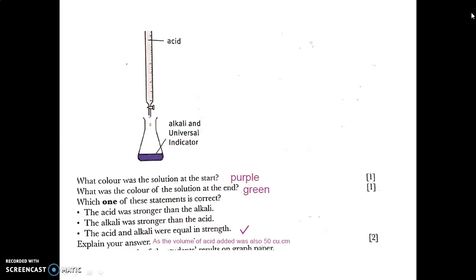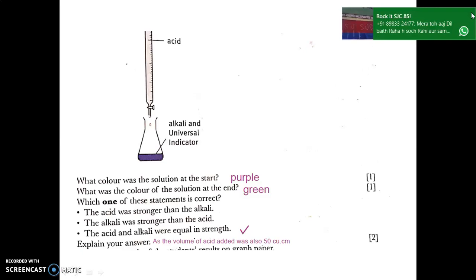The acid was added 10 cubic centimeter at a time. Okay, the student stirred the contents of the conical flask. It's very important, stirring. Stirring is mixing, so you can use a glass rod or you can just lift up the conical flask and swirl it. Okay, make it go round and round. And each time they added some acid.